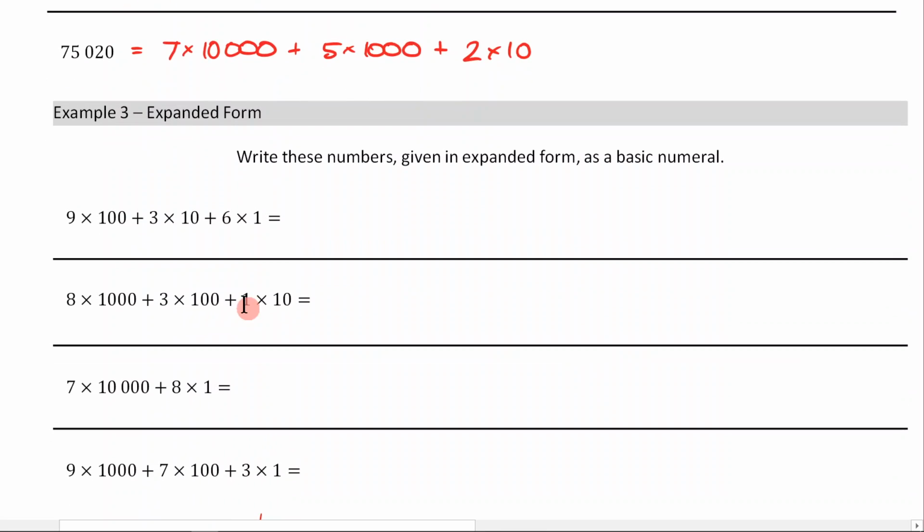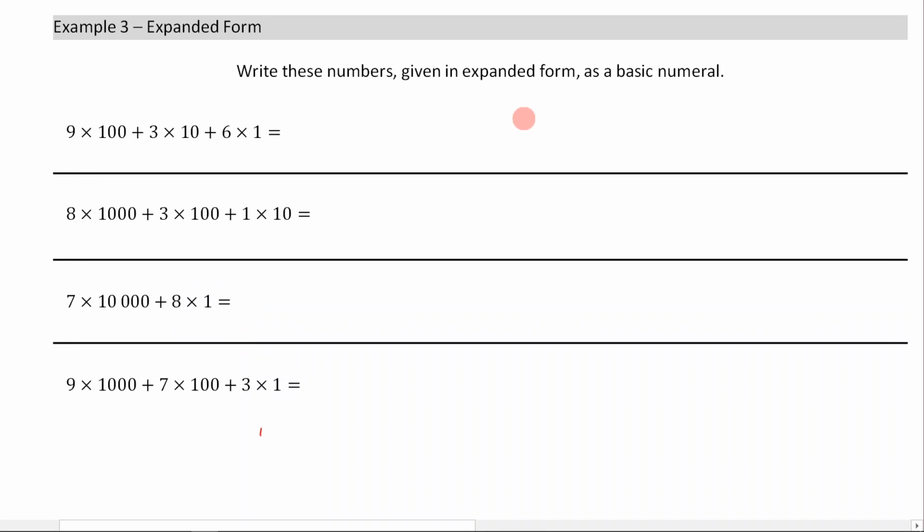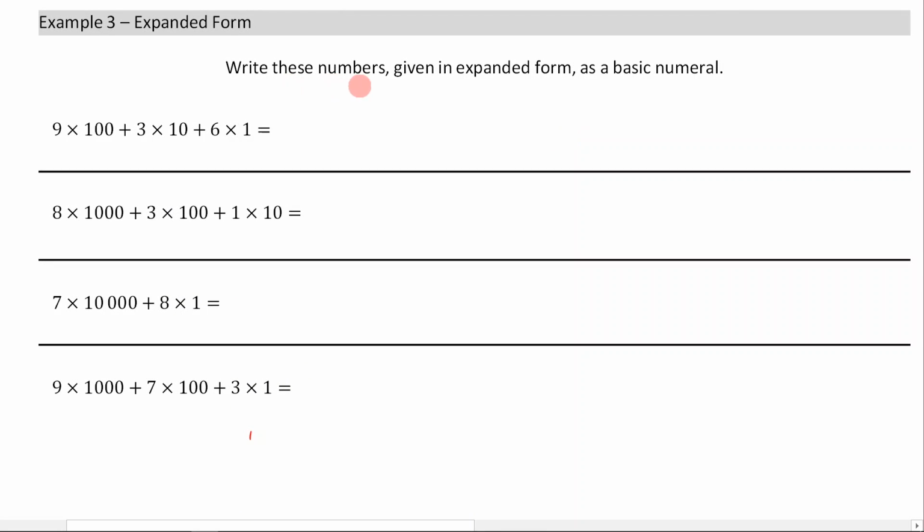Okay, next we're going to be working backwards. It says, write these numbers given in expanded form as a basic numeral. So they've given us the expanded form, and we need to write it as a basic numeral.